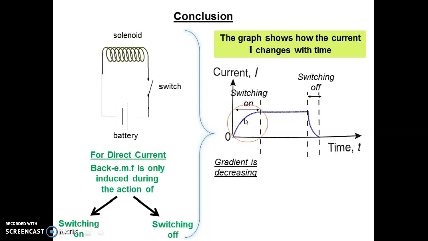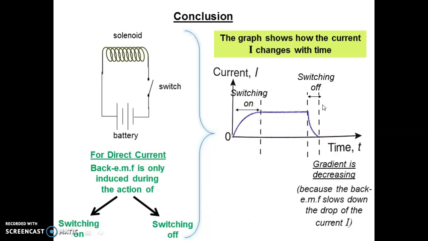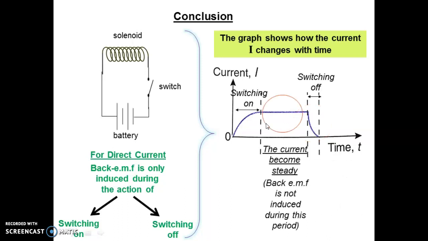When the switch is on, the gradient in the graph is decreasing because the back EMF slows down the growth of the current. At the moment the switch is off, look at the gradient of the graph, it is decreasing because the back EMF slows down the drop of the current. And when the current becomes steady, no more back EMF is induced.